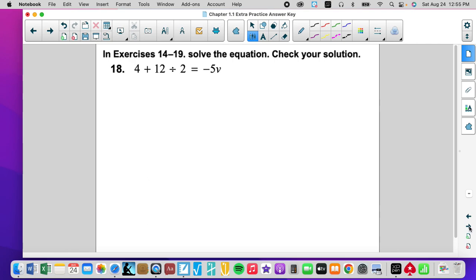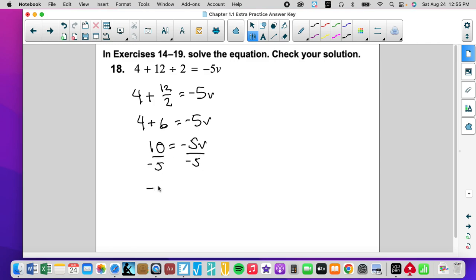Number 18. Ooh, whoa, look at this. 4 plus 12 divided by 2. We're always going to do division before addition. So that's why I wrote it like this. I'm going to simplify this. This says 4 plus 6 equals negative 5v. 4 plus 6 I can do. 10 equals negative 5v. So notice that I simplified the left side before I started moving things. That's a really good, important thing. V is being multiplied by negative 5, so I'm going to divide by negative 5. I get negative 2 equals V.